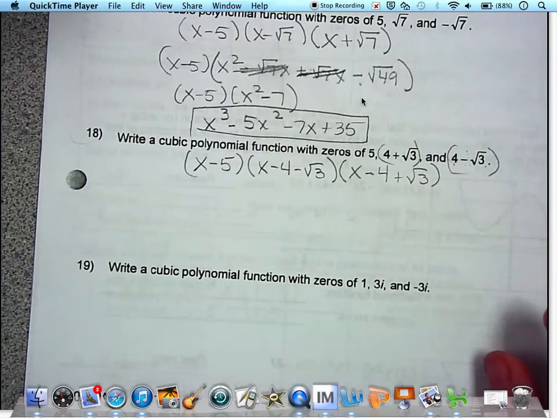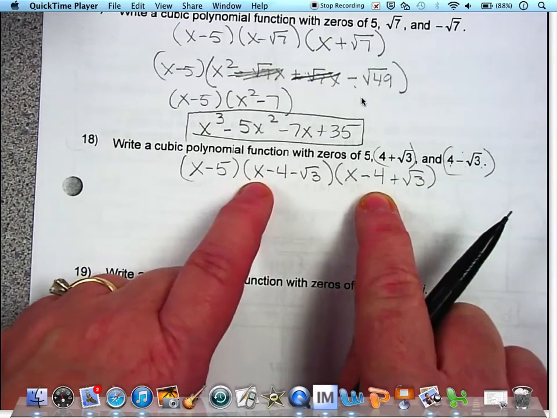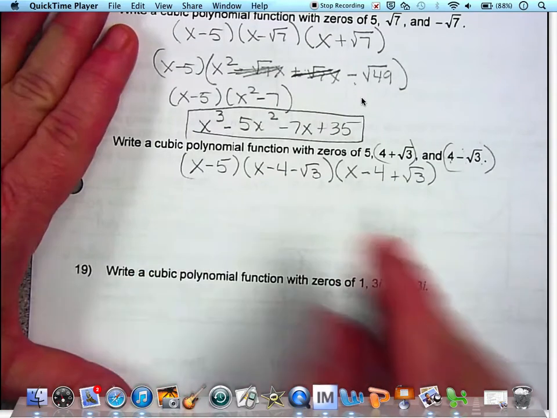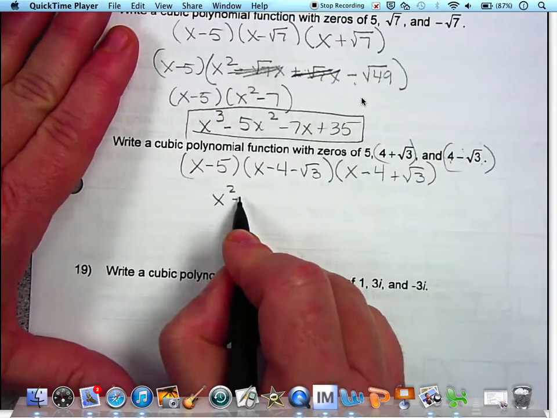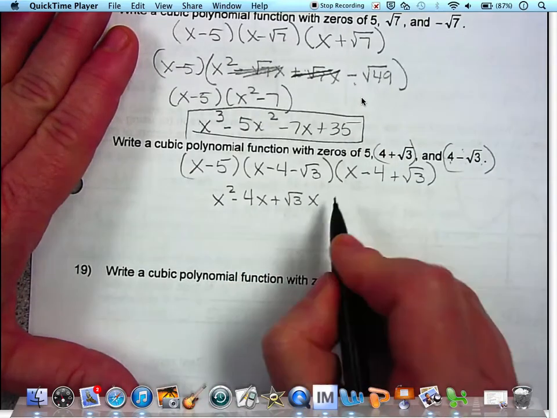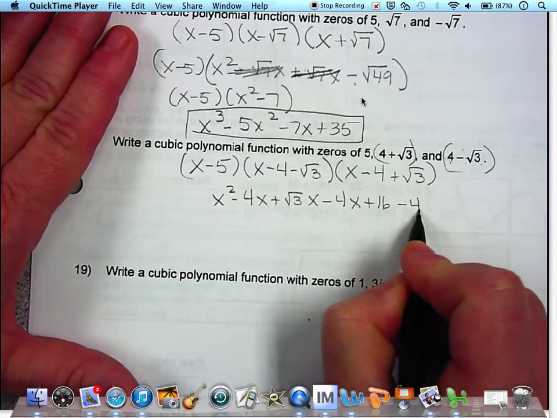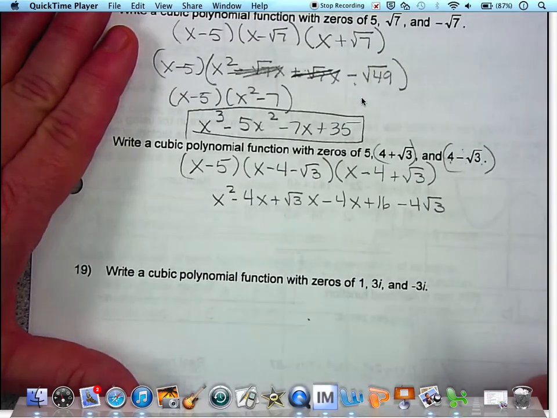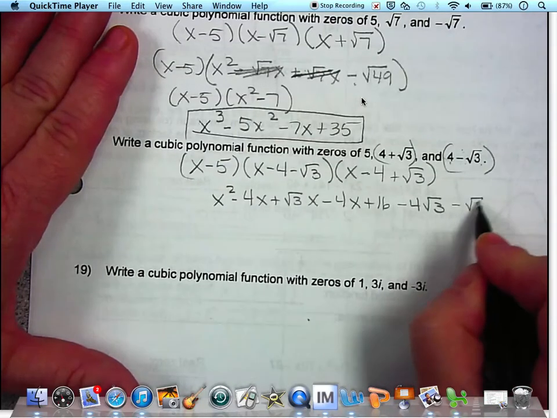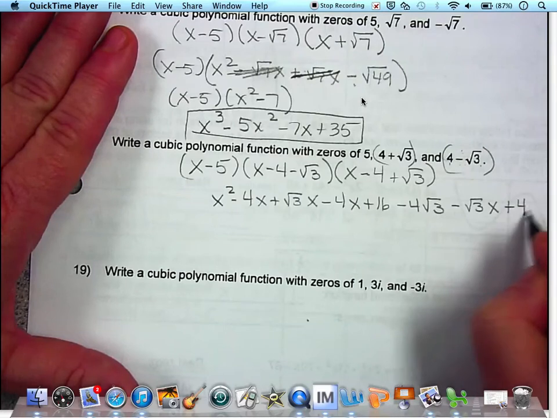Okay, let's do these first. You're going to do x times everything, then negative 4 times everything. x squared minus 4x plus square root of 3 x. Then negative 4x plus 16 minus 4 square root of 3. Then the negative square root of 3 times x, negative square root of 3 x, and negative square root of 3 times negative 4, positive 4 square root of 3.